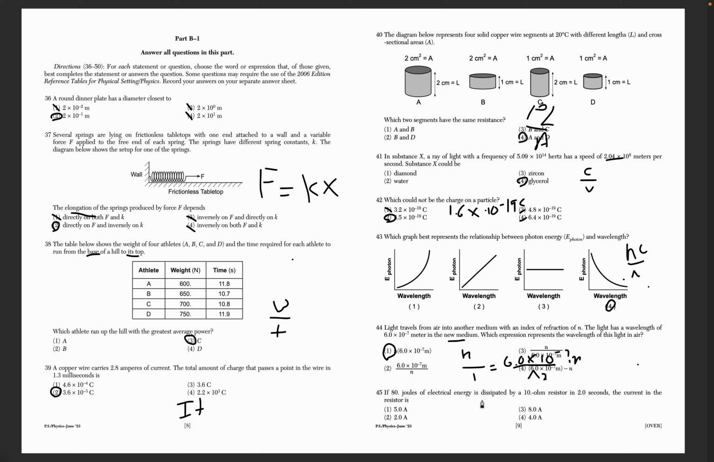We could use a formula: work equals current squared times resistance times time. So work, which is 80, is equal to current squared times resistance, which is 10 times 2, 20. So 80 equals current squared times 20. 80 divided by 20 is 4, and the square root of 4 is 2, so the current must be 2 amps.